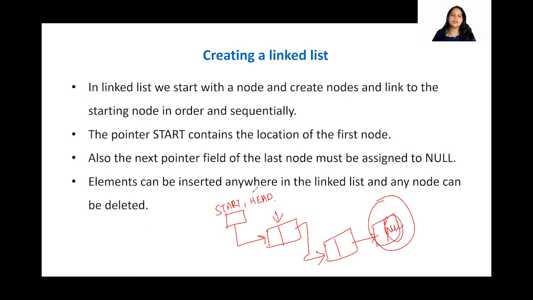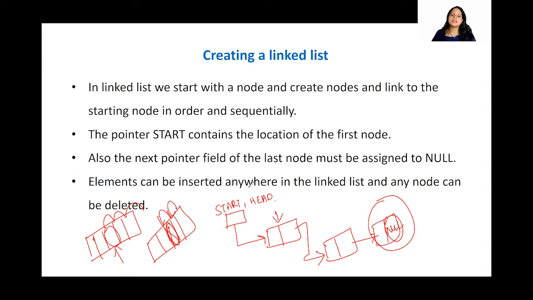Now elements can be inserted anywhere in the linked list and any node can be deleted. Now that is the beauty of a linked list. In an array, if you remember, if at all I have to insert an element over here, all I need to do was shift them one by one and then create a space and then add. Similarly, if I have to delete a data item, once I delete that, I had to shift the values, isn't it?